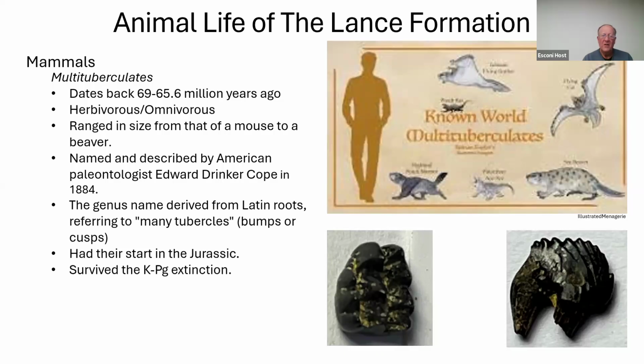1884. The genus name derived from the Latin roots referring to many tubercles. And more or less, you're talking the bumps in the teeth. You can see quite a few ridges on the tooth on the right, and they also have very pointed, strange teeth for the molar areas. They had their start in the Jurassic and survived the KPG extinction.